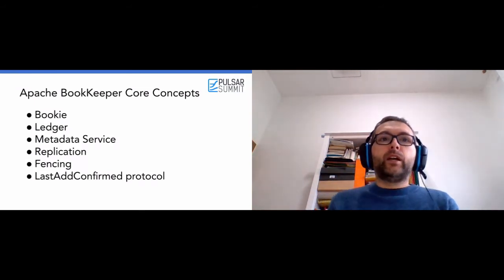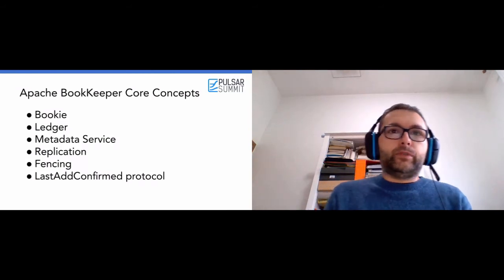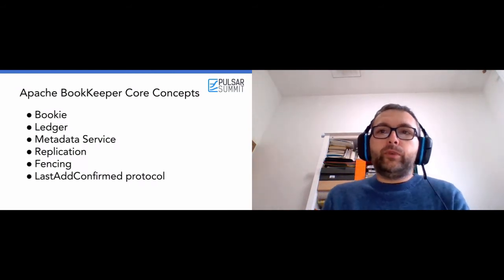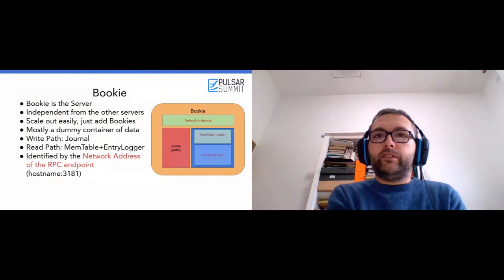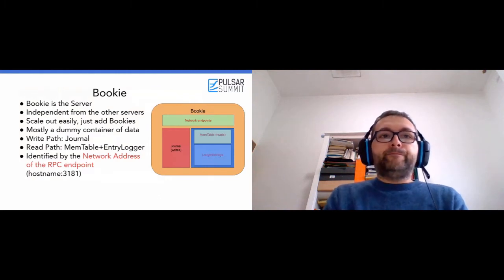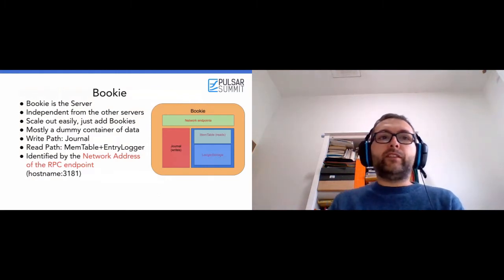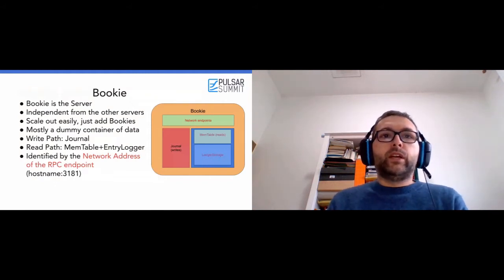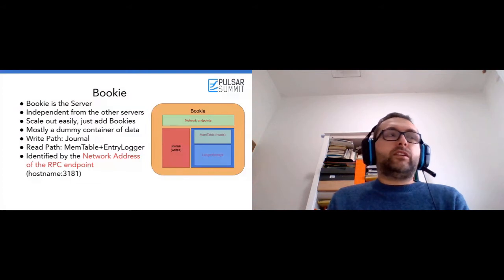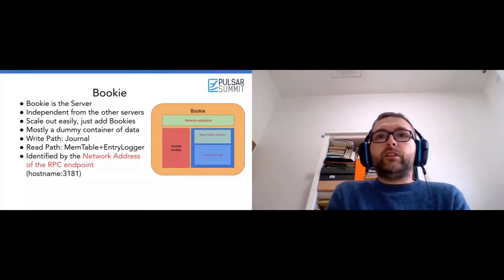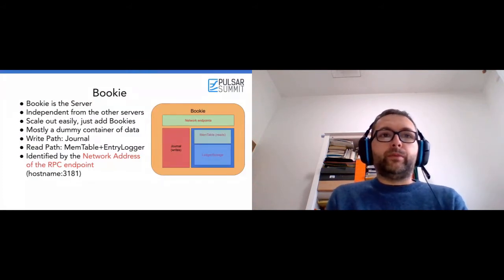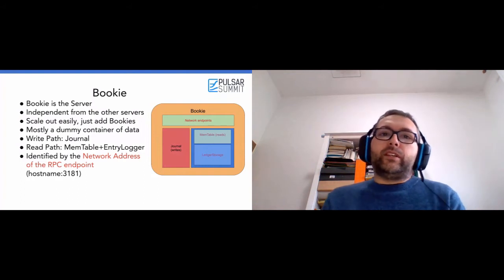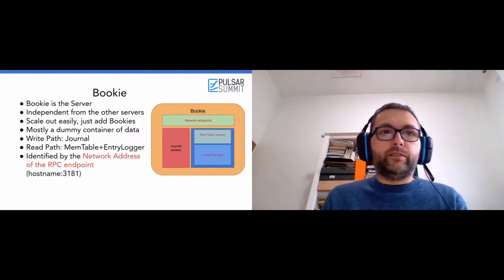The Bookie is the server in Apache BookKeeper. Each Bookie is totally independent from the other servers. This way you can really scale out easily, because you just have to add Bookies. The Bookie does not implement much logic in Apache BookKeeper. It's mostly a container of data, because all of the logic is in the client, and we will see this later.